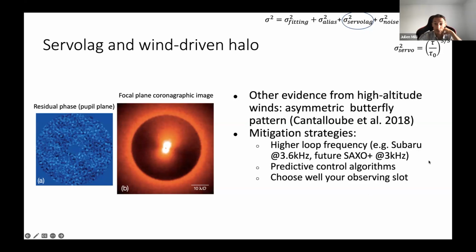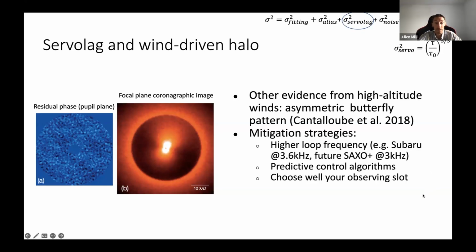There are various ways to correct for that. Of course, the best way is just to go faster, to have a very high loop frequency. That's the case, for instance, on Subaru, going as fast as 3.6 kilohertz. It's going to be the case also for future GRAVITY-like upgrades such as SAXO+, for instance. You can also use a predictive control algorithm to cope with that, or you can choose your observing slot.